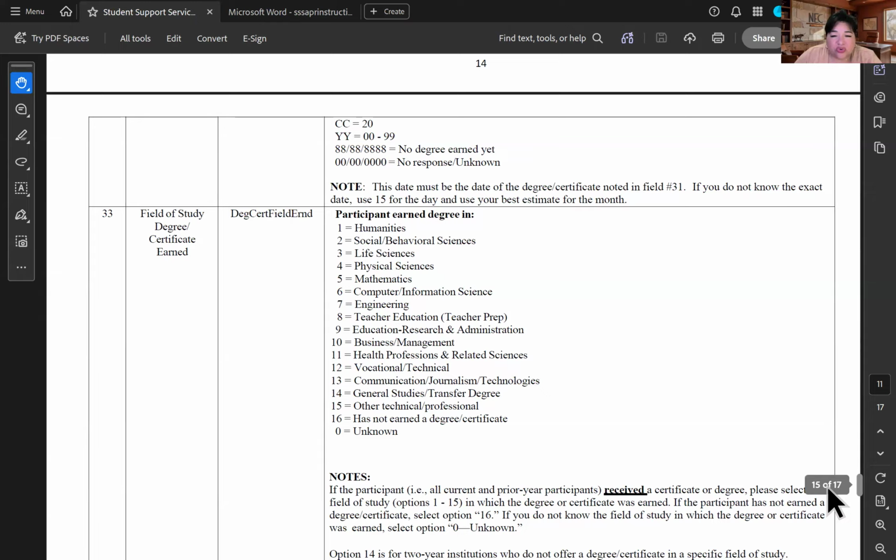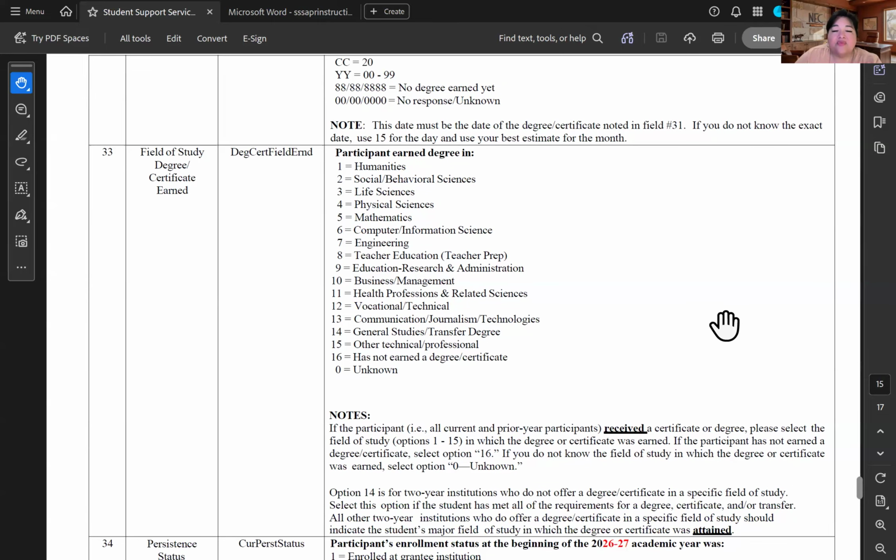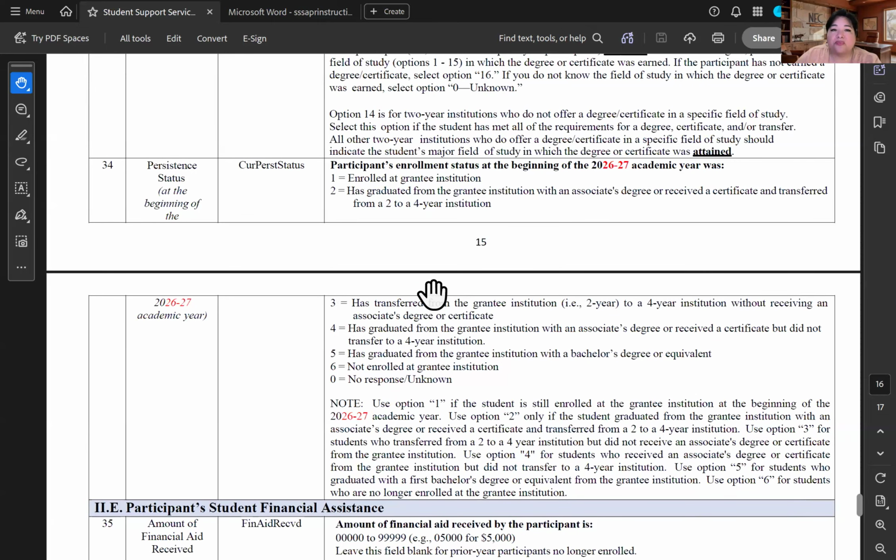So if they haven't earned a degree yet, everyone has a code 16. You can just put unknown or other, 16. If they have earned a degree, then you have to select something other than 16. The detailed instructions at the very end have a more detailed definition of what falls under each one of these categories, okay? And then we get to field 34, which is on persistence.